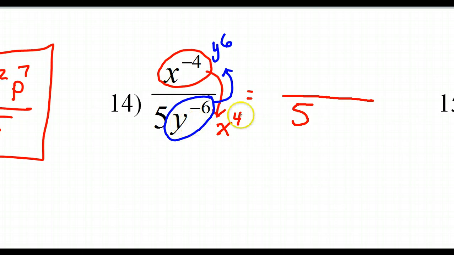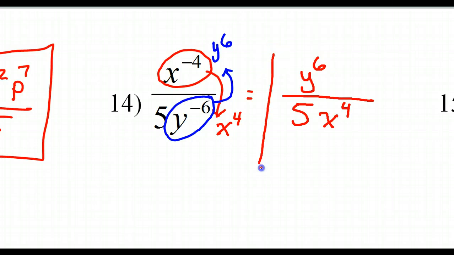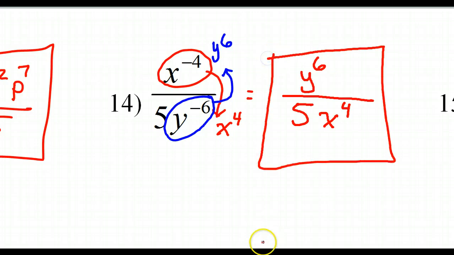This y went up, so I'm going to have y to the positive 6 power. This x went down, so I'm going to have x to the positive 4 power. Alright, so that would be my answer number 14.